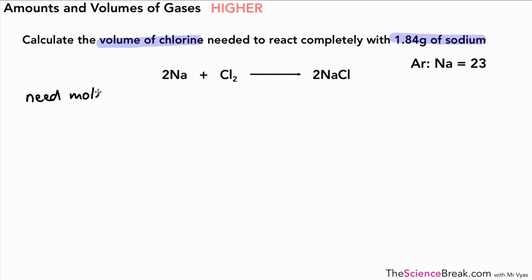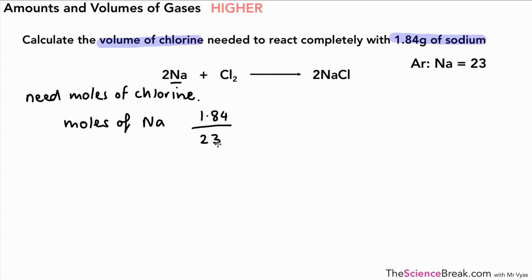Well, we need the number of moles of chlorine if we're going to work out the volume of chlorine. And from our equation, we know that 2 moles of sodium react with 1 mole of chlorine, but we actually haven't got 2 moles of sodium. We need to work out the number of moles of sodium, and we can do that by working out the mass divided by the relative atomic mass. So it's 1.84, and then the atomic mass of sodium is 23. And if we work that out, that gives us an answer of 0.08.